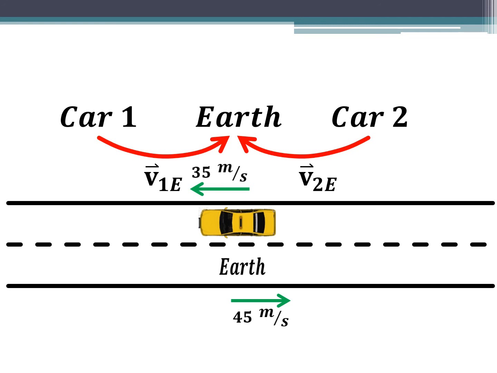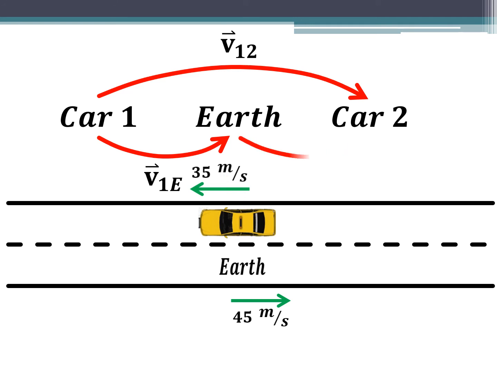So to determine the velocity of the Earth relative to car 2, all we do is take this vector and literally flip the direction. So to get the total velocity for car 1 to car 2, I have to take the velocity of car 1 to the Earth and then the velocity of the Earth to car 2, which is the opposite of this 35 meters per second. So instead of 35 meters per second west, it's going to be 35 meters per second east. So those two velocities added together will give me the total velocity.